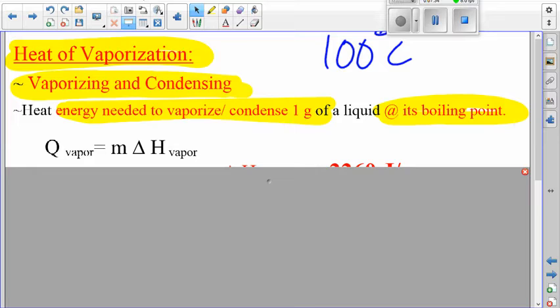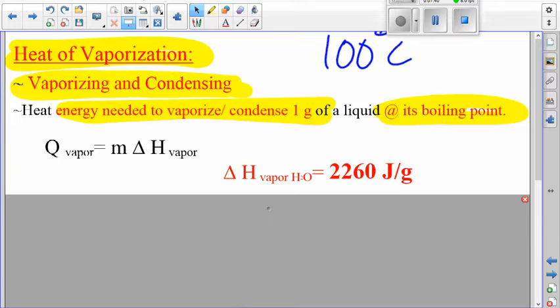For water, the price to go across the expensive bridge is 2,260 joules for every single gram you're carrying across that bridge. It's really expensive, a very expensive price. Again, you don't have to memorize that, but I would write it down.